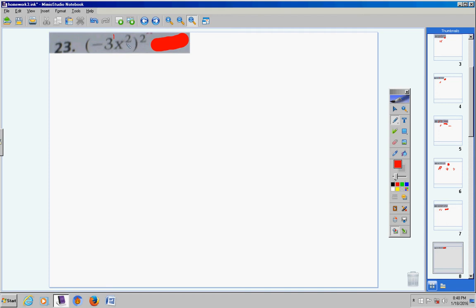Listen to me carefully. This negative 3 is inside the parentheses. This 2 is on the outside. So 2 times negative 1 is negative 3 to the second power. Now, I put that parentheses because, let's just talk about this for a second. Forget this problem for a second, okay? Come down here. Negative 3 squared. Negative 3 squared. Okay? Those are two different problems.